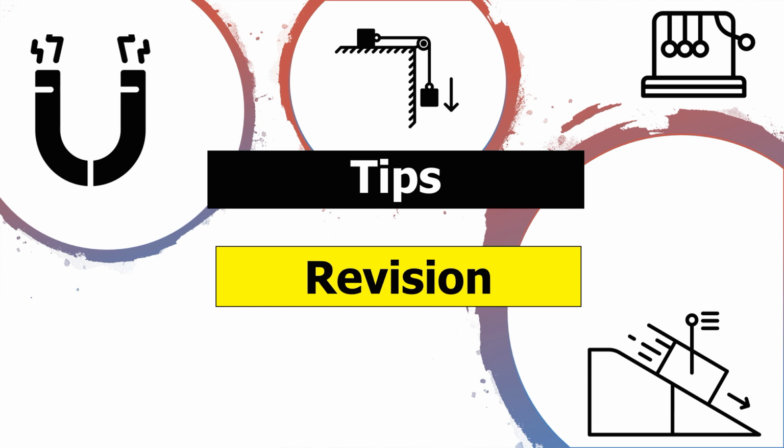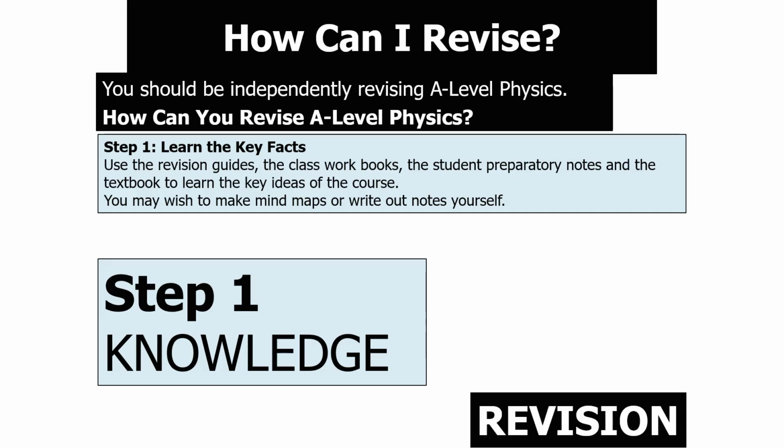Now, how should you be revising for A-Level Physics? Well, the first step is to learn the key facts. Use revision guides, class workbooks, student prep notes and the textbook to learn the key ideas of the course. Now, you may wish to make mind maps or to write out notes yourself.